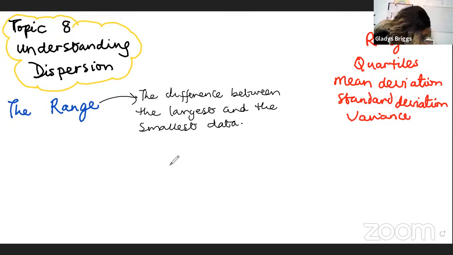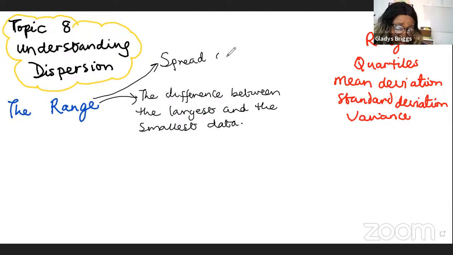It shows the spread of the data. Okay, the range shows the spread. I mean, all the measures of dispersion show the spread of the data, how spread out the data is.